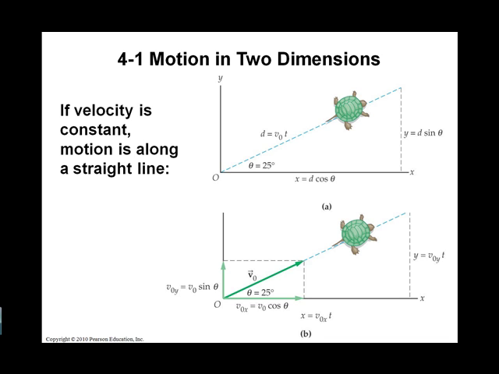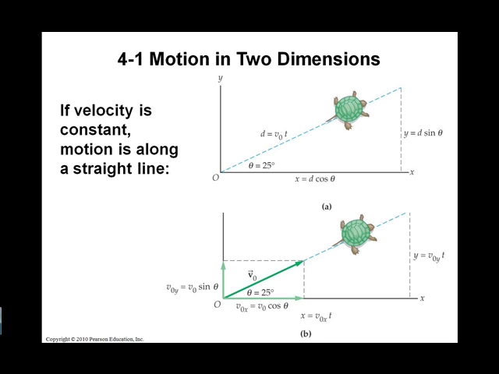So imagine if you're traveling at a constant velocity like this turtle. That means not only is your speed the same and you're traveling the same distance every instant in time, but you're traveling in the same direction. So this turtle is traveling upward at an angle, at a certain speed, at a heading of 25 degrees. That means that his velocity vector has a horizontal component and a vertical component.